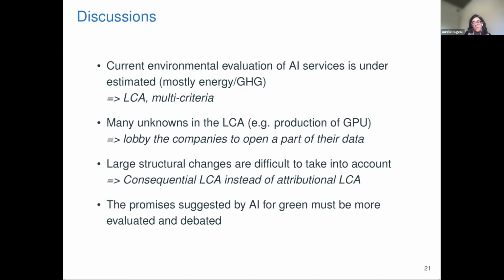I want to conclude with a positive note still, not saying that we must not do AI for Green. Obviously, we probably really need to do AI for Green, but we need to think about the impacts in a more global way, maybe, and we need tools to better measure the impacts.